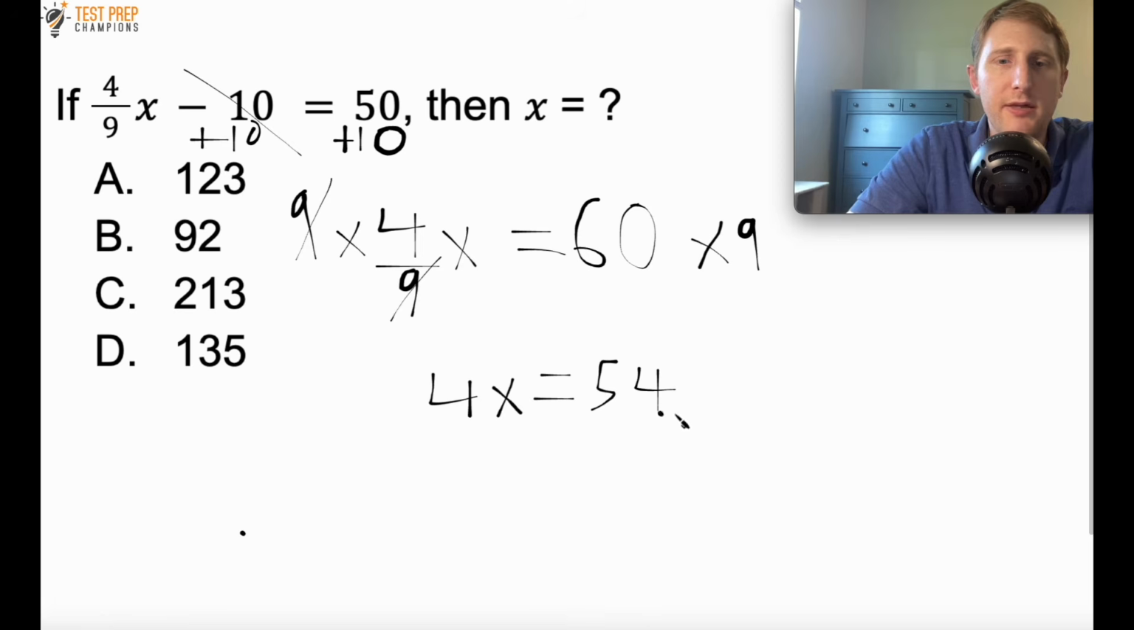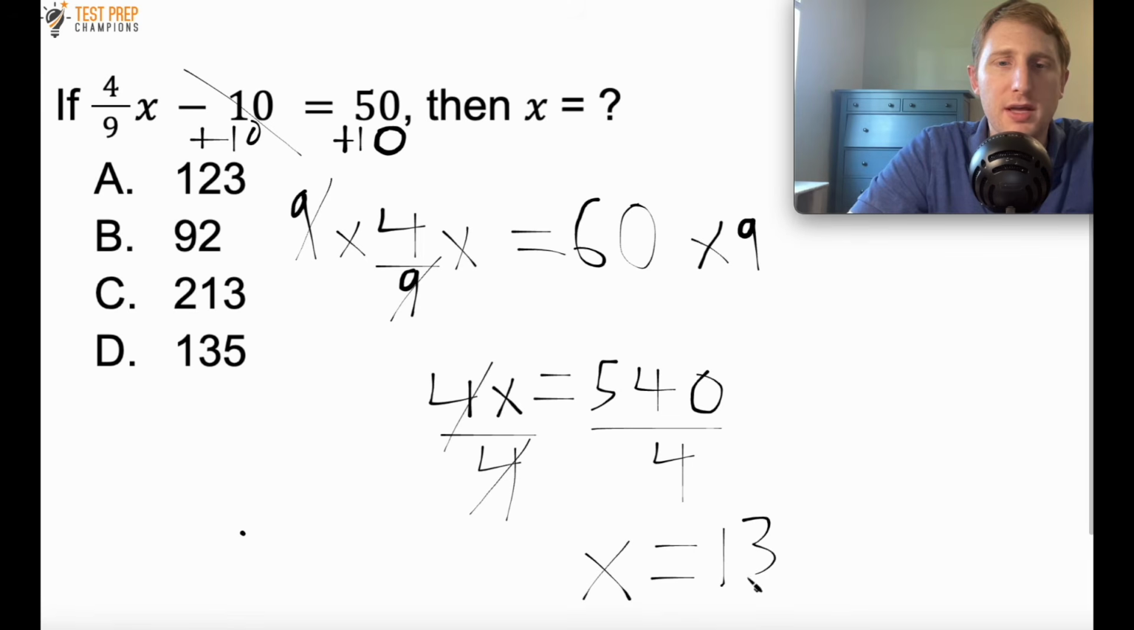And now the next thing that I want to do here is divide by 4 on both sides, because I've got 4x, and I want to get rid of the 4. So I divide by 4 over here, the 4s cancel out. I divide by 4 over here, and I see that x equals 135.